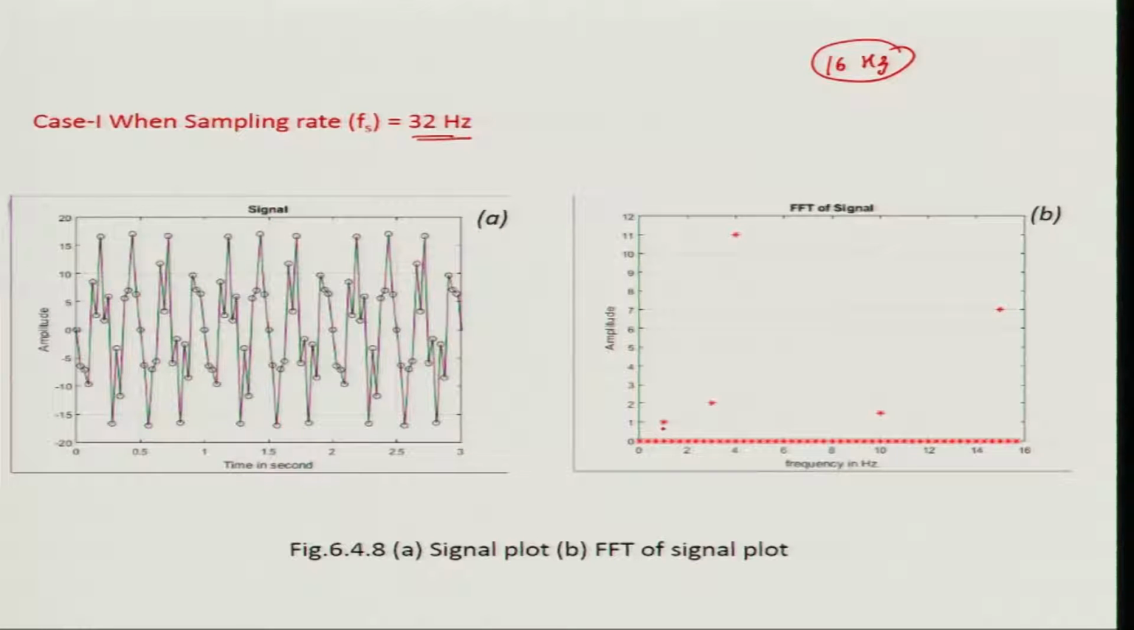Now, this is the FFT if I do it at 32 hertz. So, what do I get? At 1 hertz, the number should be 1, which is correct. The next frequency component is 3 hertz, which is here, and its amplitude should be 2. So, it is also correct.